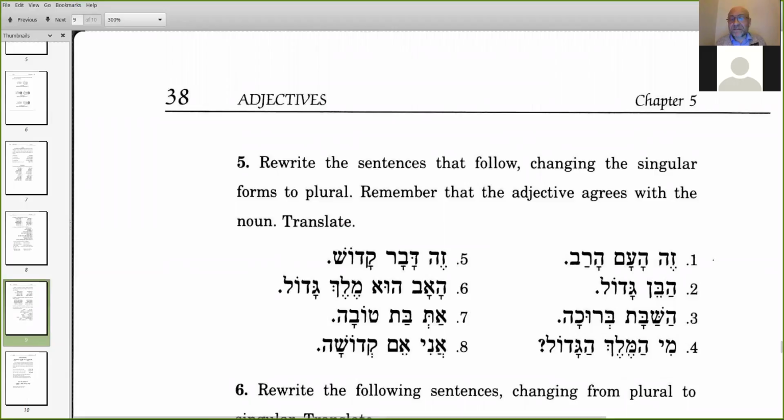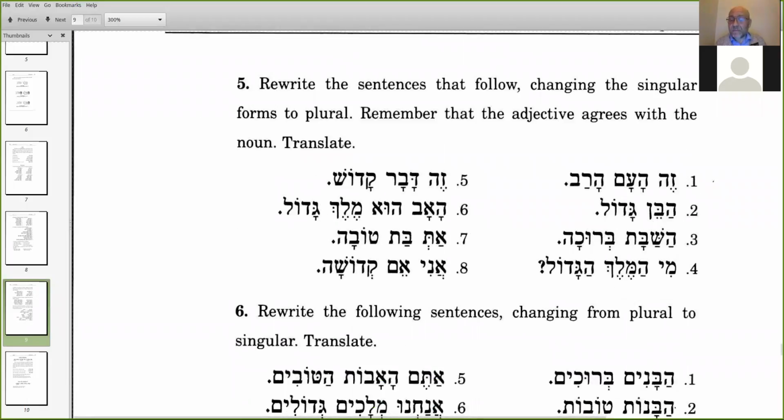Number 5, rewrite the sentences that follow, changing the singular forms to plural. Remember that the adjective agrees with the noun. So they're getting a little more difficult here, right? I'll do 6 of them with you, and then I'll have you guys do these last 2. We'll put that on the exercise, but let's look here at what we're doing.